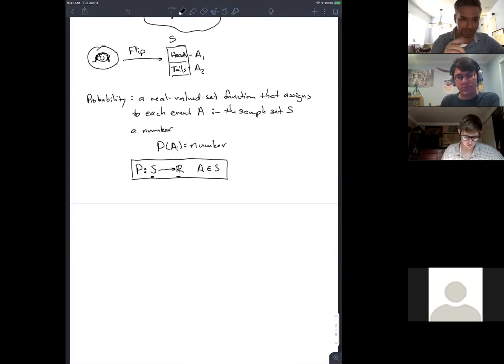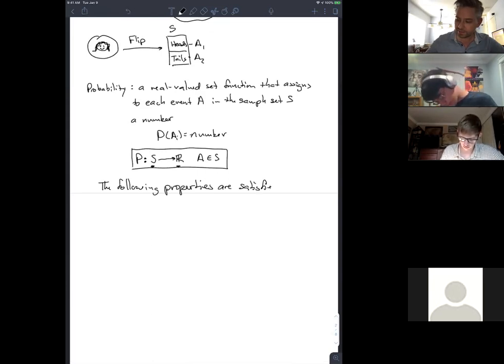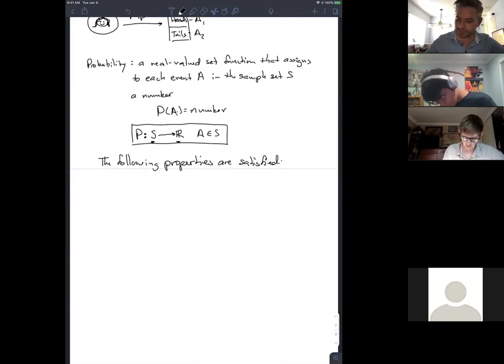Now those numbers have to satisfy a few conditions. So let's talk about what those conditions are. The following properties are satisfied. The first one: probability is always positive. The probability of anything is always greater than or equal to 0. So it's got to be positive.